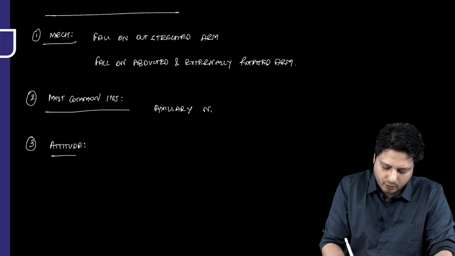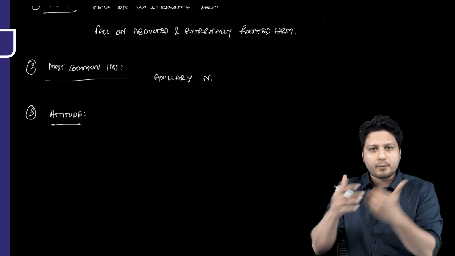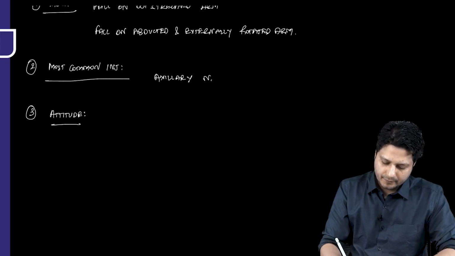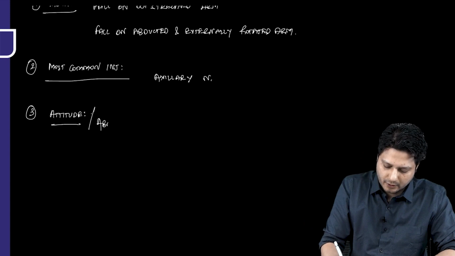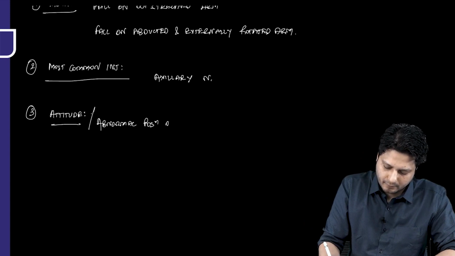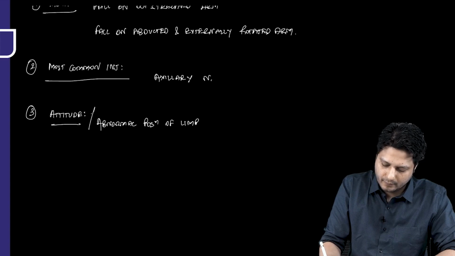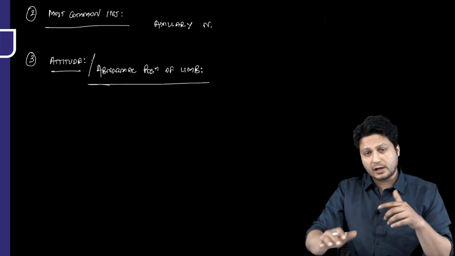Now, point number 3, what is the attitude? As we already came to know, attitude means abnormal position in which the limb would be kept. So, it is the abnormal position of the limb.